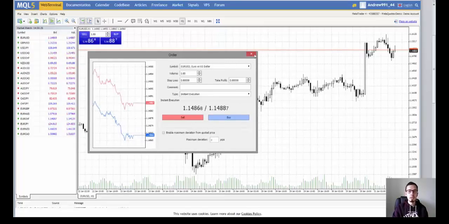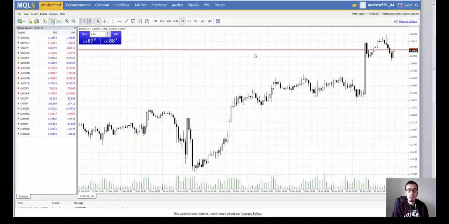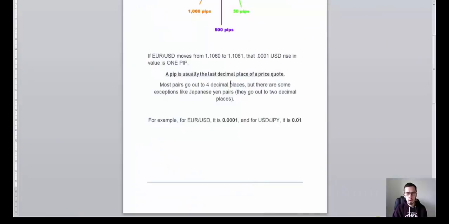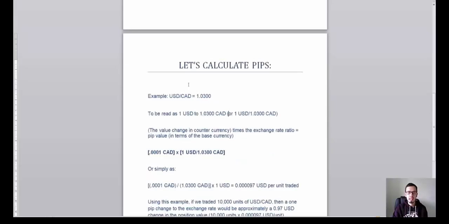For this instance, we need to have a formula, which is a very simple formula. It's very easy to calculate, but we need to calculate the pips manually. So let's do it. Let's go back to my screen here. Okay, so let's calculate the pips.